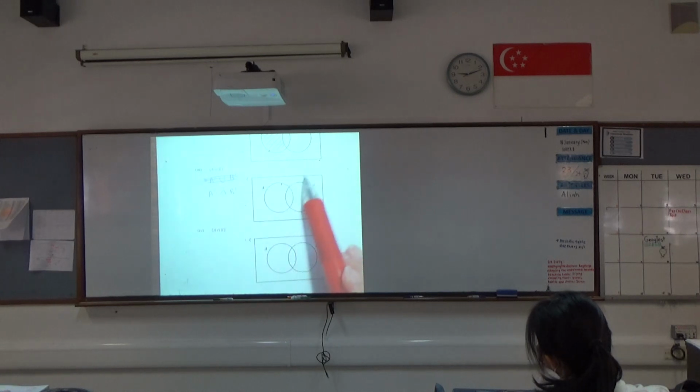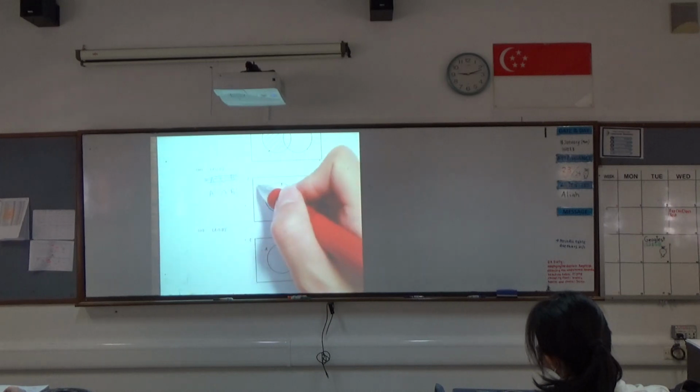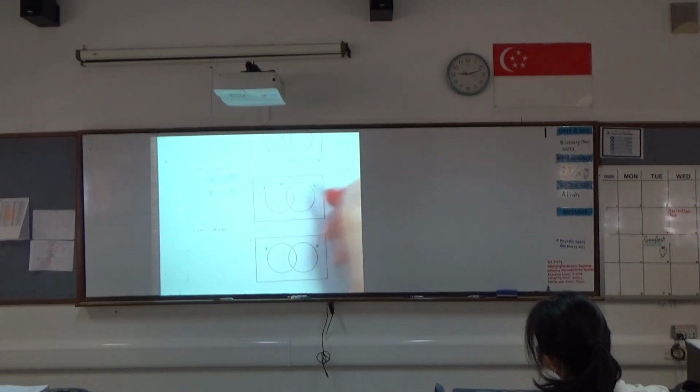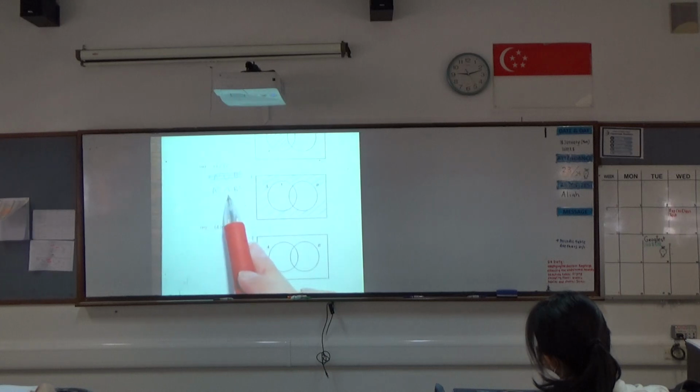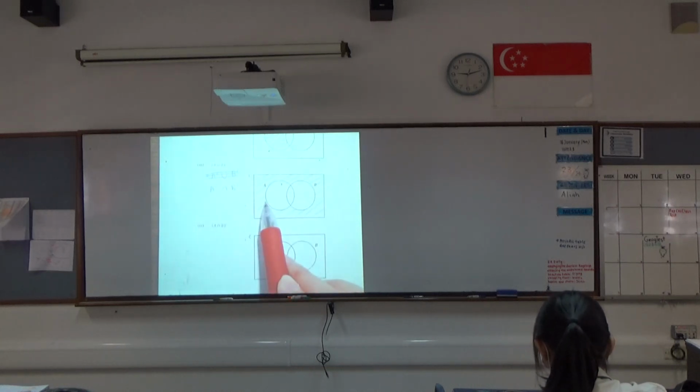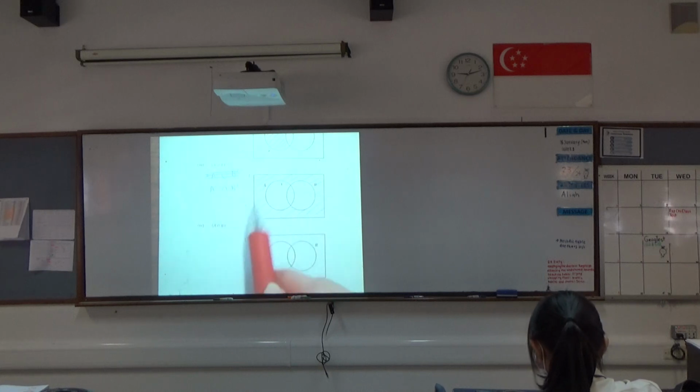So A prime is the one outside. Then after that, B prime is also the one outside. So you want to entirely be shading the ones outside. So it really depends on the question itself. You may find that it is easier to work with this, but for myself, I will find that it might be easier to work with this, because looking at A union B means the two circles. Complement itself is just outside.